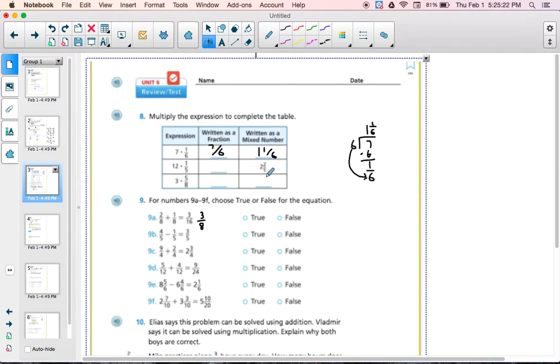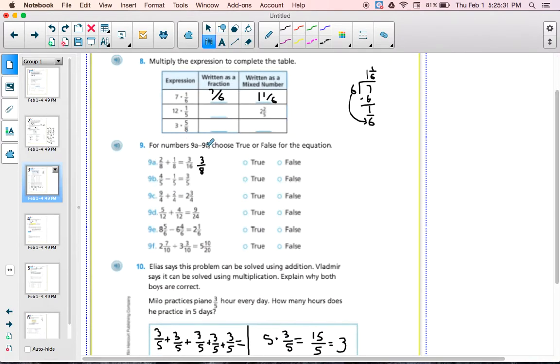Okay? They've done the mixed number for you. You just need to do the fraction part. All right? So finish those up. Now let's look at these. Are these true or false?